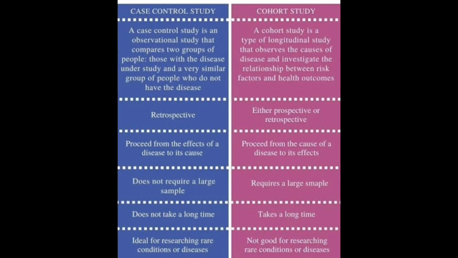How? We'll let you know in a period of time. So case control compares two groups of people: those with the disease under study, with a similar group of those without the disease, disease versus non-disease. Whereas a cohort study observes the causes of the disease and investigates the relationship between the risk factor and the health outcomes. So this is health outcomes and risk factor, whereas case control is purely disease versus non-disease. This is the first differentiating feature.